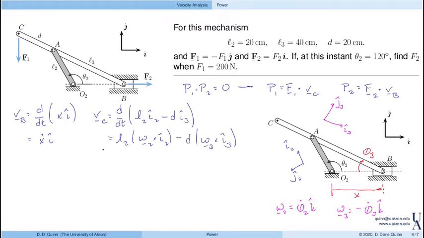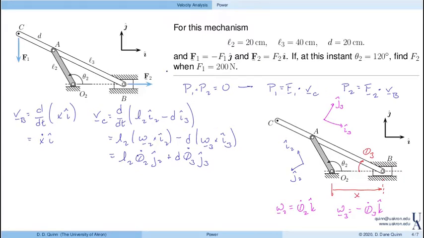Okay, so using those two, we end up writing the velocity of C as L2 theta 2 dot in the j2 direction, right? Because k cross I2 is equal to j2. K cross I3 is equal to j3. We have two minus signs here, so we end up with plus D theta 3 dot in the j3 direction. So we've determined the velocity of B and the velocity of C.